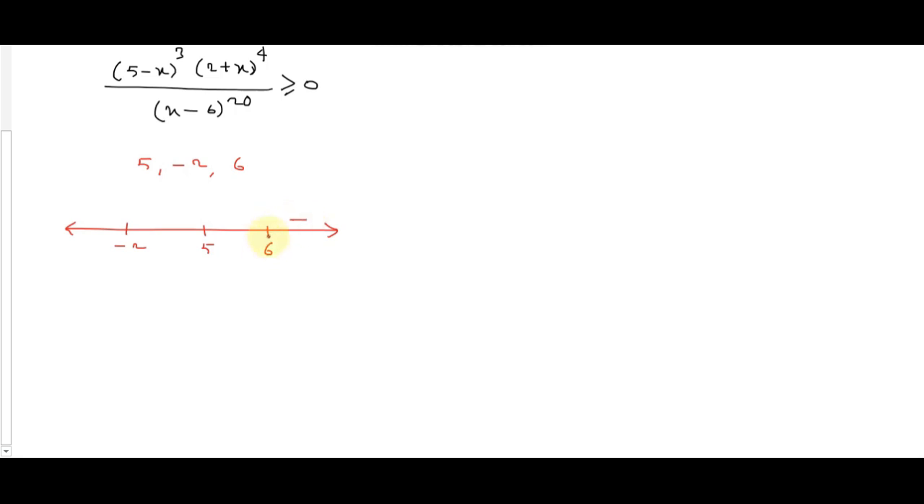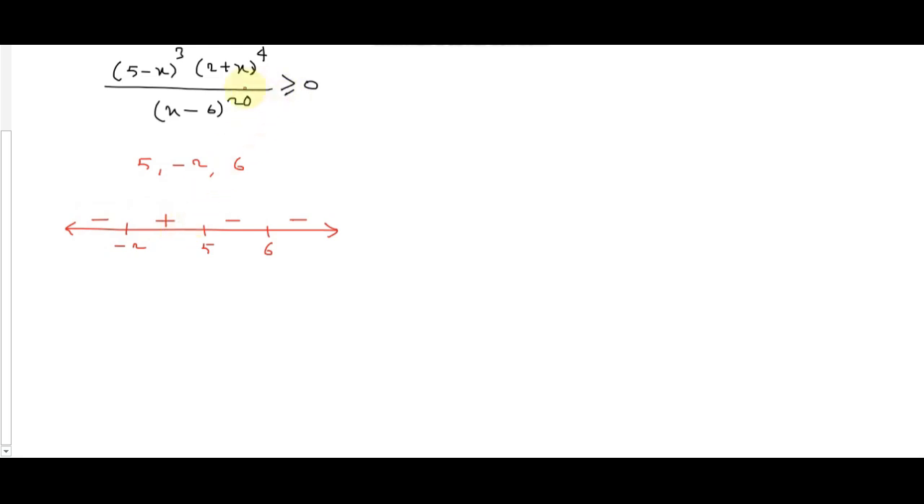Here we have 6, and this 6 is coming from this factor whose power is even. That means the sign will not change. Here we have minus, again we will have here minus, and this 5 is coming from this factor whose power is odd. That means the sign will change. From minus it will become plus, and here we have minus 2, which is coming from this factor whose power is even. So we will have here the sign minus.